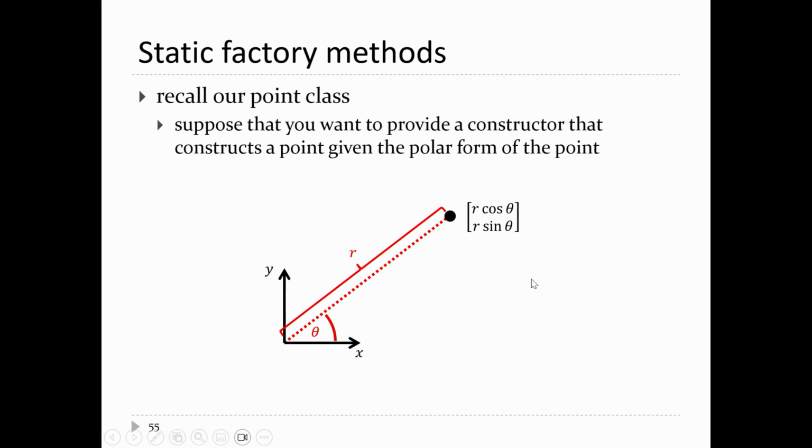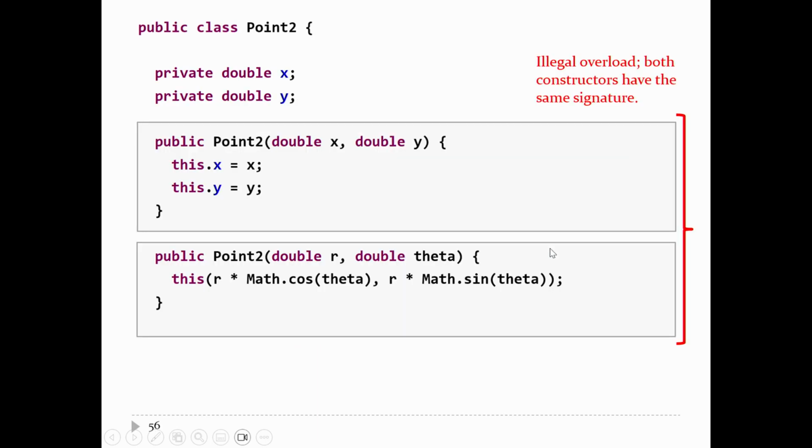So if you are making the Point2 class and you say, hey, I'd like a constructor where if somebody gives me r and theta, I give them back the point r cos theta and r sine theta. So you go ahead and write your constructor. So the name is Point2. You have to pass in a radius and an angle.